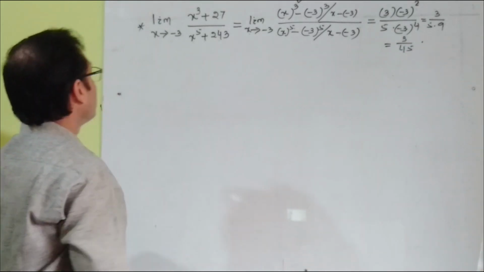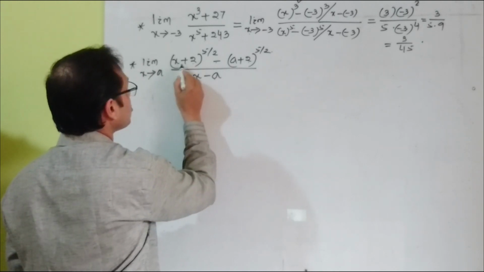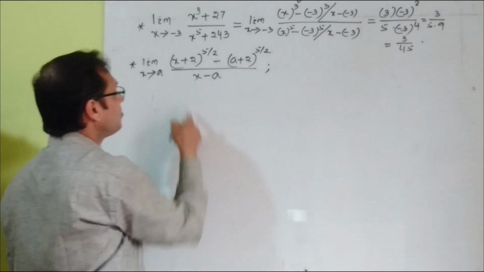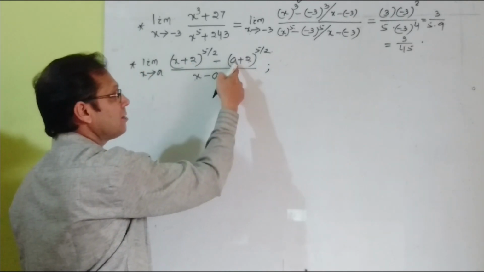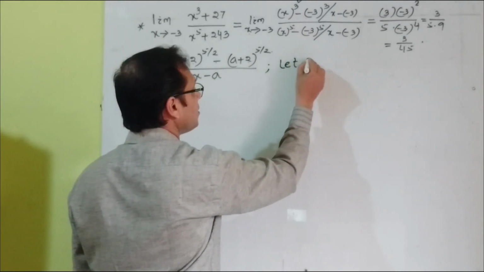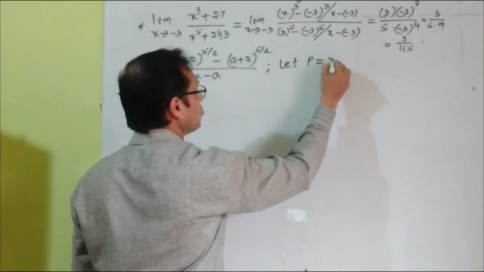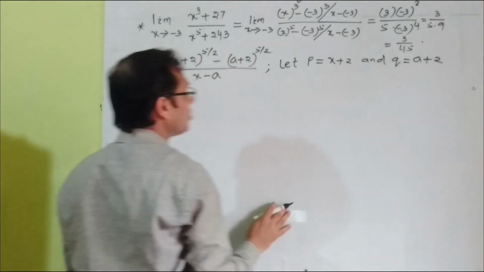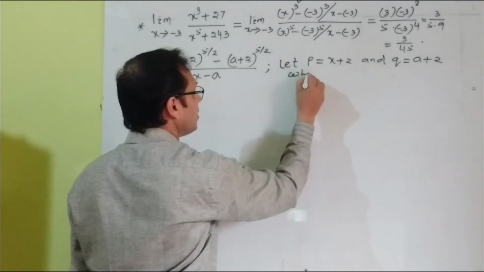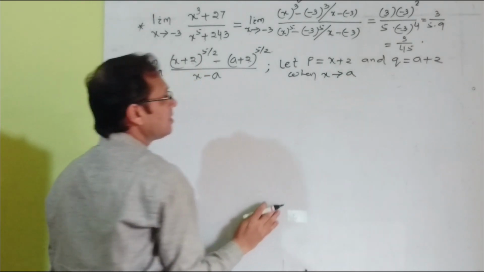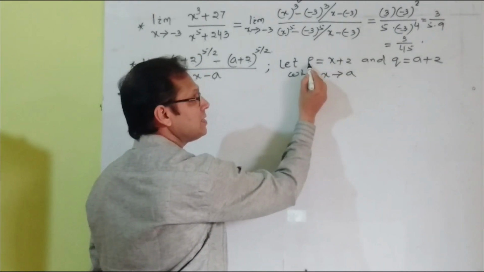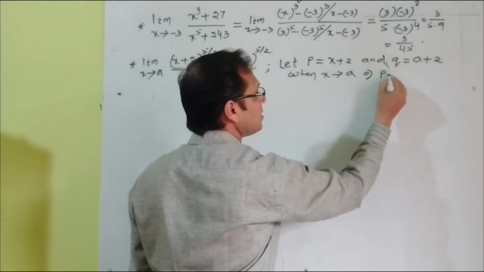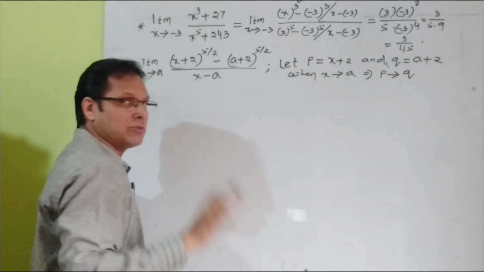Okay. Now we read another question. Limit x tends to a, x plus 2 whole to the power 5 by 2 minus a plus 2 whole to the power 5 by 2 by x minus a. Here you see, if you take x plus 2 as p and a plus 2 as q, let p is equal to x plus 2 and q is equal to a plus 2. Now when x tends to a, p is equal to a plus 2, and a plus 2 is equal to how much? q. So that implies p tends to q, isn't it? Would you follow or not?